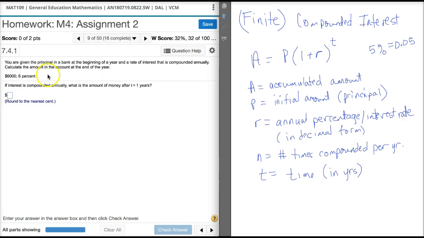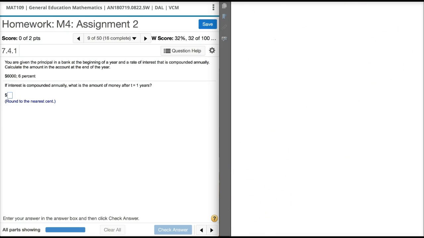For most of these problems, this is the formula that we're going to use, because we will be told to compound annually, which means that our n, the number of times compounded per year, would just be 1. Okay. Now, on another note, going to go to another page here. We also have what's called continuously compounded interest.